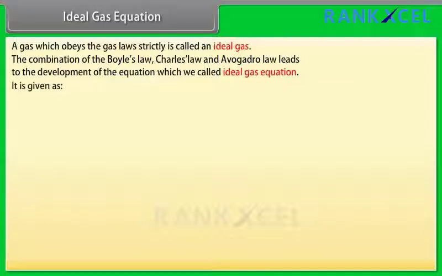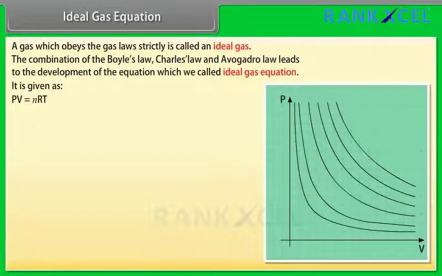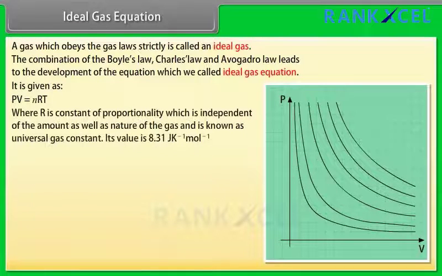It is given as PV is equal to nRT, where R is the constant of proportionality which is independent of the amount as well as nature of gas and is known as universal gas constant. Its value is 8.31 joule per Kelvin per mole.